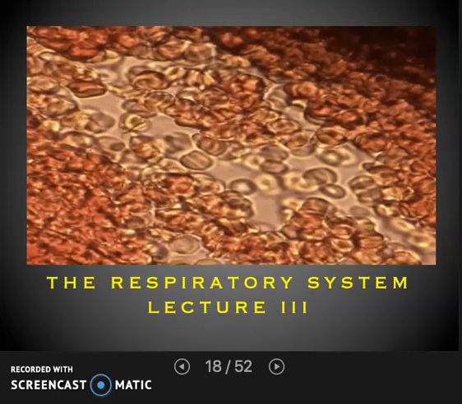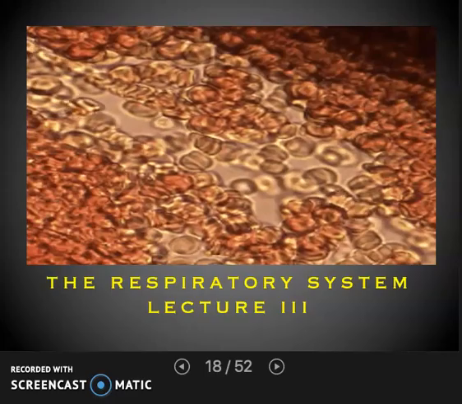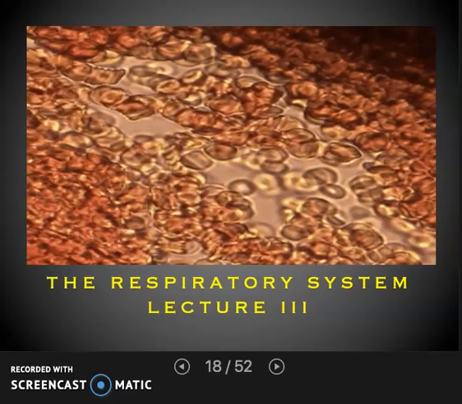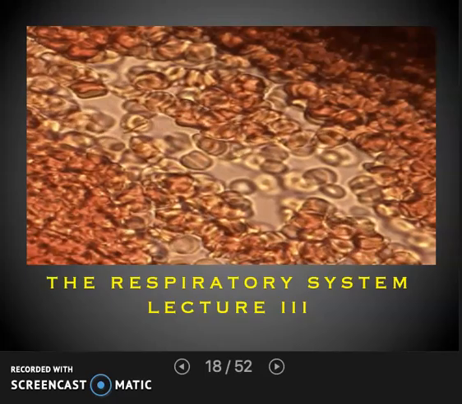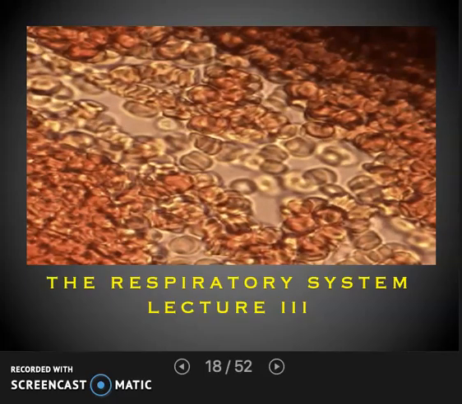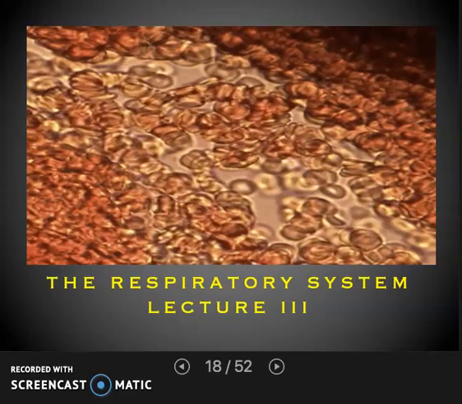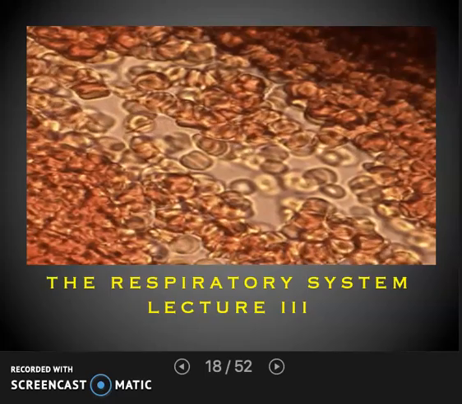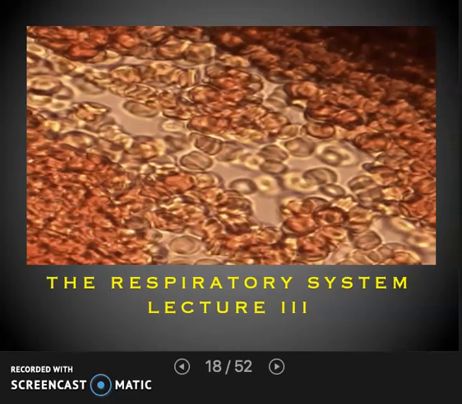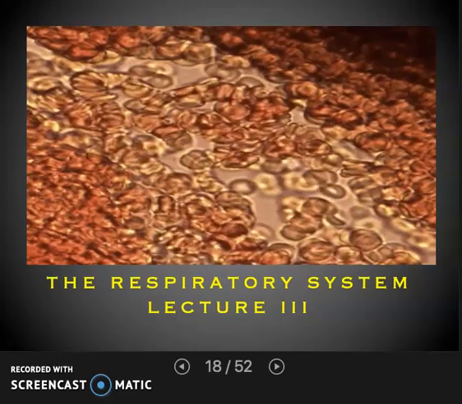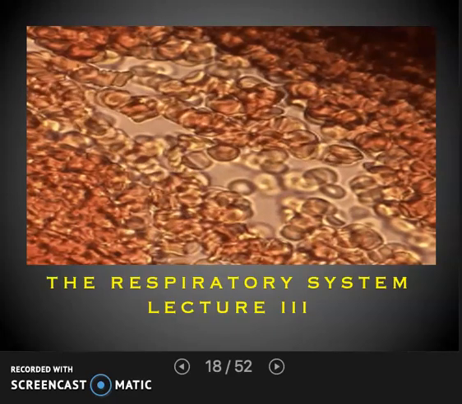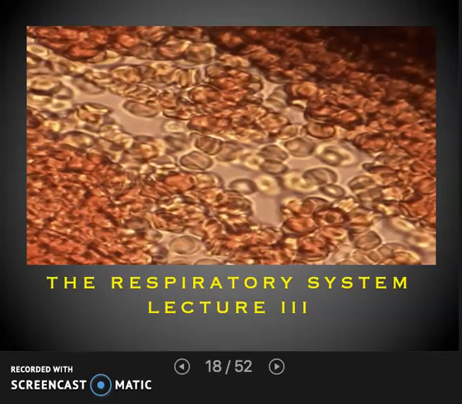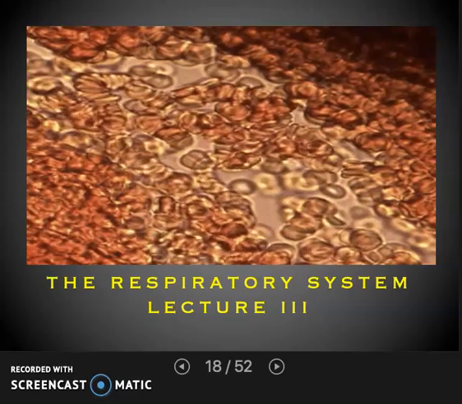So far we've looked at the anatomy of the lungs, the oral cavity, and the trachea, and now we're going to talk a little bit about gas laws and chemistry. If you've had chemistry, you probably spent a little time working on the gas laws. They're interesting. They're pretty easy to work with mathematically. And when we talk about the respiratory system, they're fundamental to understanding.